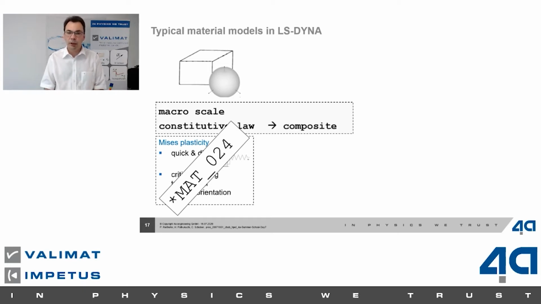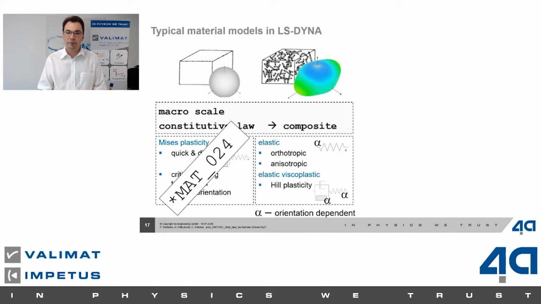Or we go to a composite, meaning then we have elastic orthotropic behavior. We could even define that in an anisotropic range, considering this orientation dependency, and couple this with a viscoplastic approach, which can also consider the orientation, and therefore it's quite common to use the Hill plasticity. You will find this Hill plasticity in LS-DYNA, in PAM-CRASH, and also Abaqus. So that's a standard. In case of LS-DYNA, it would be MAT 157.